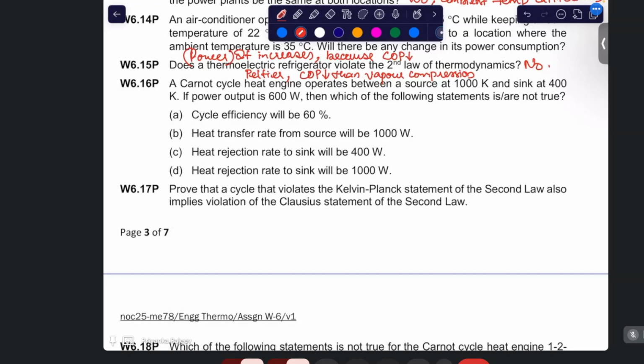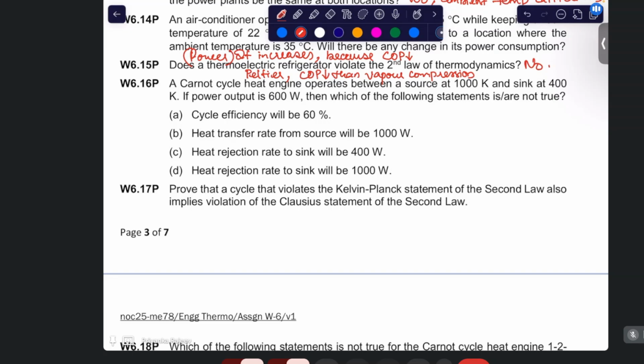Now, 16th question. A Carnot cycle heat engine operates between a source at 1000 Kelvin and sink at 400 Kelvin. If power output is 600 watt, then which of the following statements is or are not true? So cycle efficiency will be 60%. Heat transfer rate from source will be 1000 watt. Heat rejection rate to sink will be 400 watt. Heat rejection rate to sink will be 1000 watt. And these are the options. So Carnot engine between 1000 Kelvin and 400 Kelvin has power output 600.